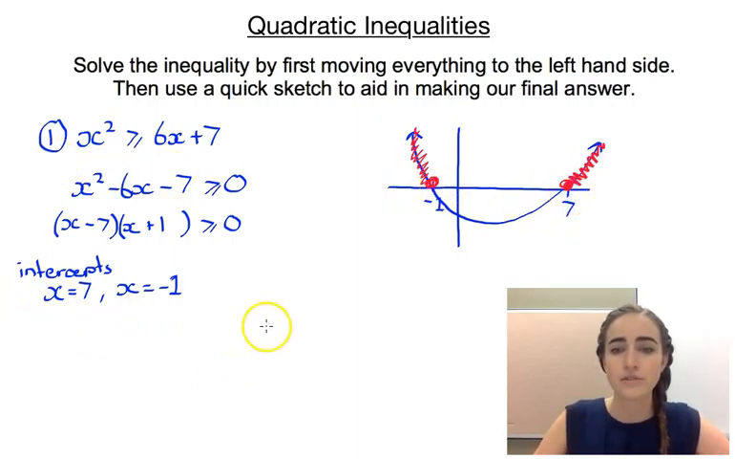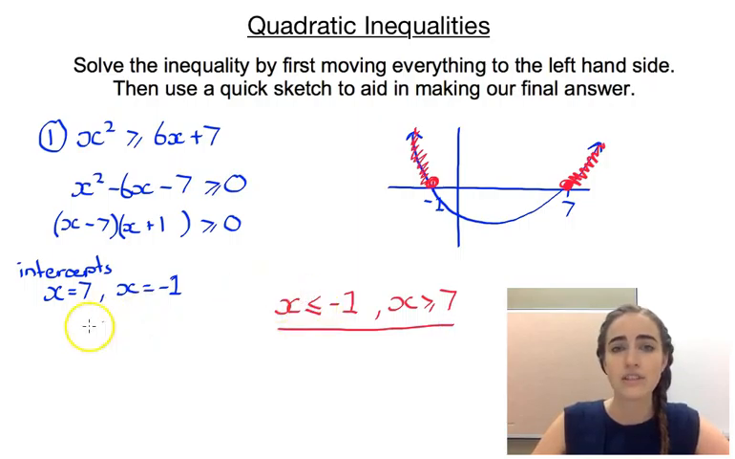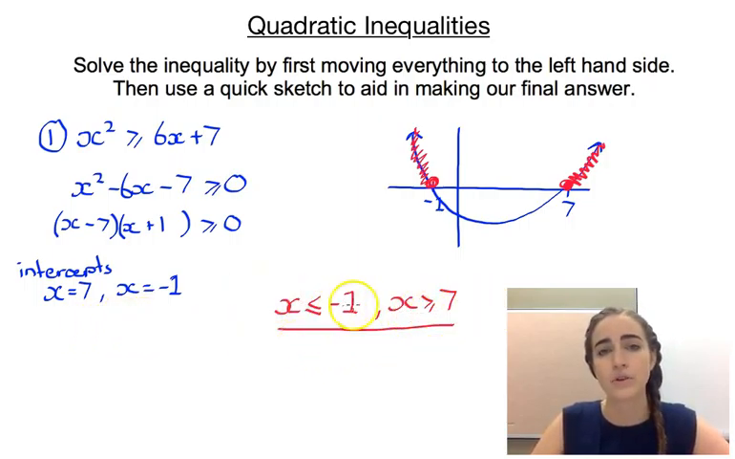So our final solution to that would be that x squared is greater than or equal to 6x plus 7 when x is less than or equal to minus 1, or when x is greater than or equal to 7. So that's our final answer. So any values less than or equal to minus 1 or greater than or equal to 7 will satisfy that inequality.